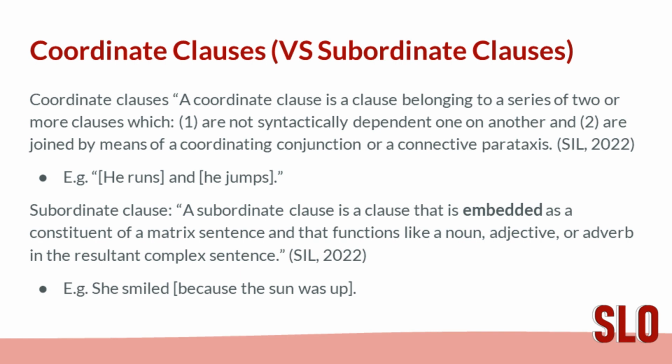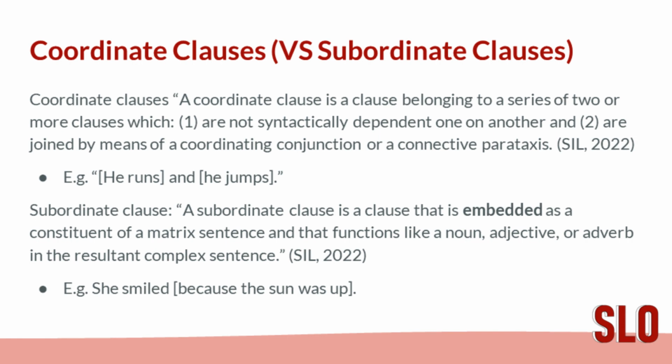What does it mean by being syntactically independent? When you take the coordinate clauses apart, they can be individual sentences. For example, he runs and he jumps can be broken into two sentences. He runs. He jumps. A subordinate clause is embedded in the matrix clause.